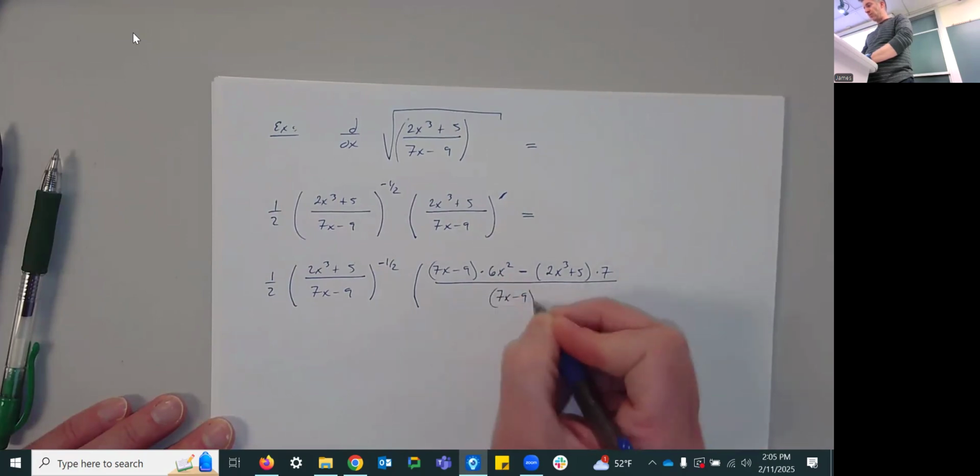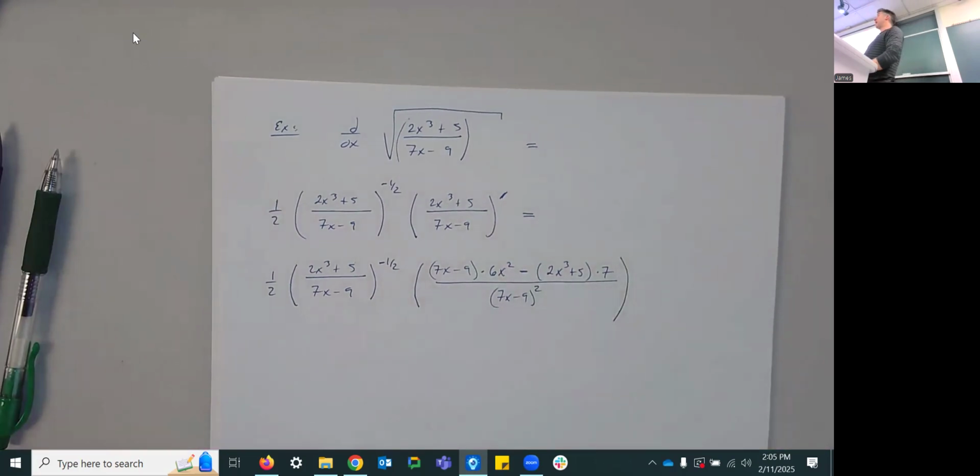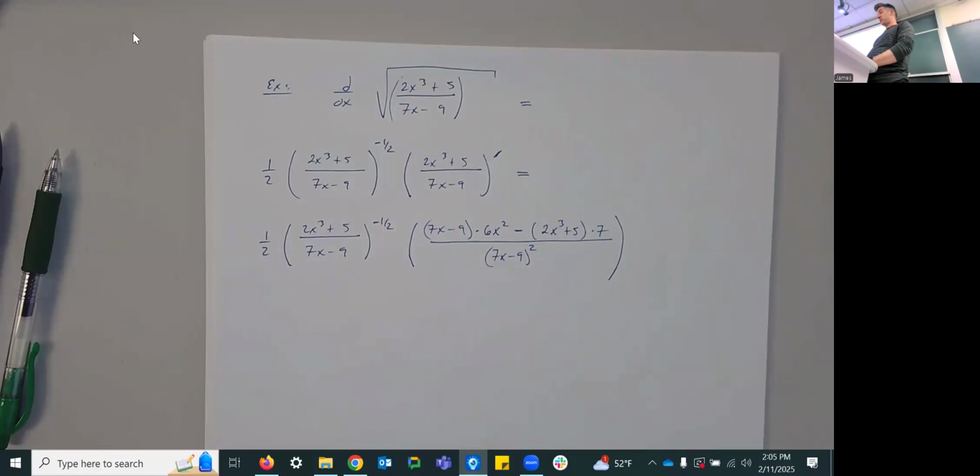And if there ever was a time to not simplify this, this would be the time. Unless asked to, right? But you should not simplify this unless someone is asking you to simplify it. And that's it. Kind of gross.